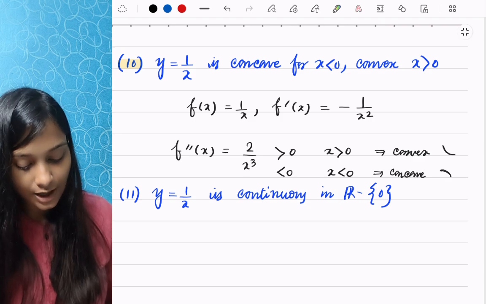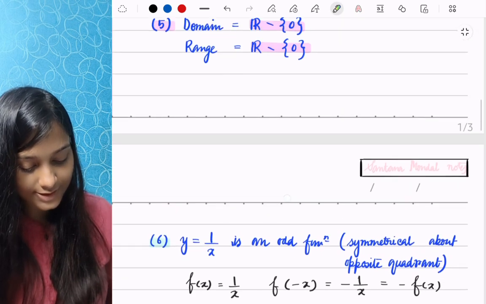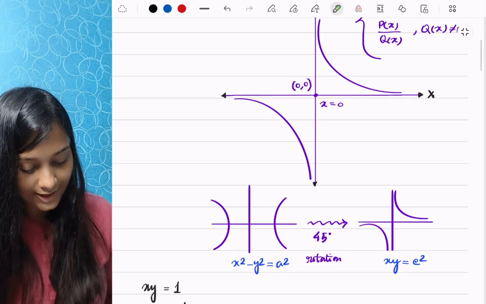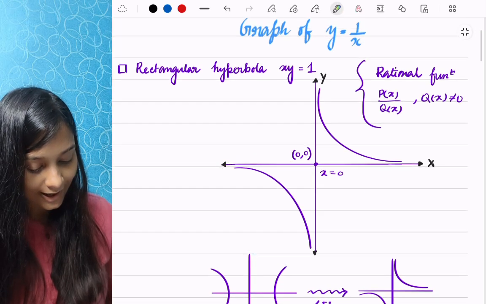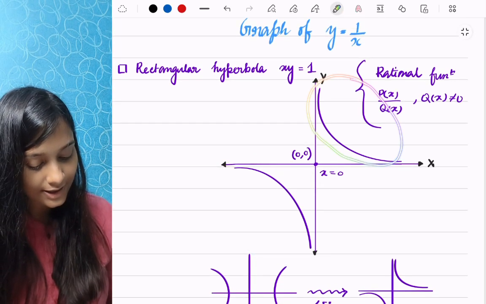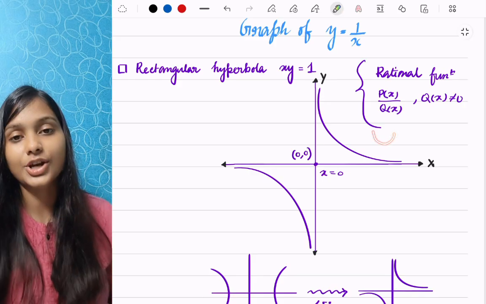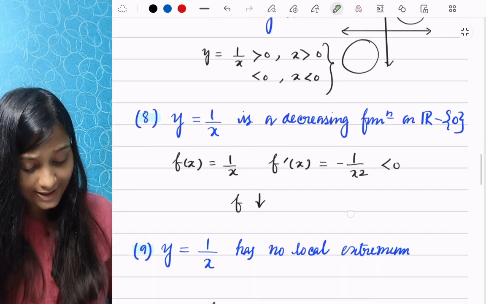Okay, and also it is decreasing, so I am taking like this. So if we check the graph of this function, we can see that obviously for x less than 0, meaning this part, it has the concave shape, and for the x greater than 0 part, meaning this part, it has the convex shape.